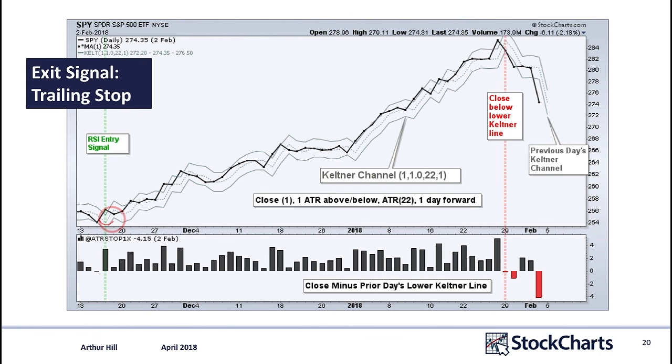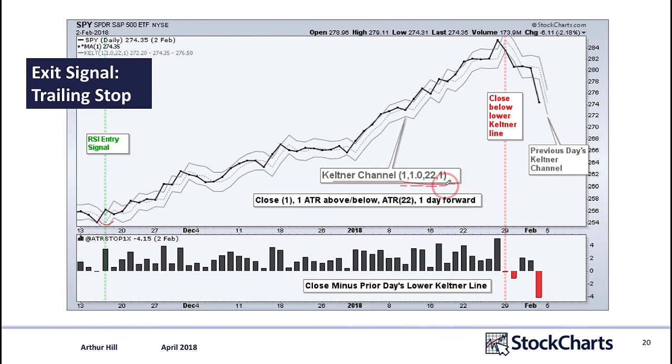And I'm showing this on the chart using a Keltner channel. And what I've done here is you can see this Keltner channel, the settings there are 1, 1.0, 22, and 1. So the first one is for the close. All right. The second one is the ATR multiple. How many times am I going to multiply that variable by the ATR value? The third variable is the ATR setting, the parameters, 22 days. And then this last parameter I tacked on is moving the indicator 1 period forward.